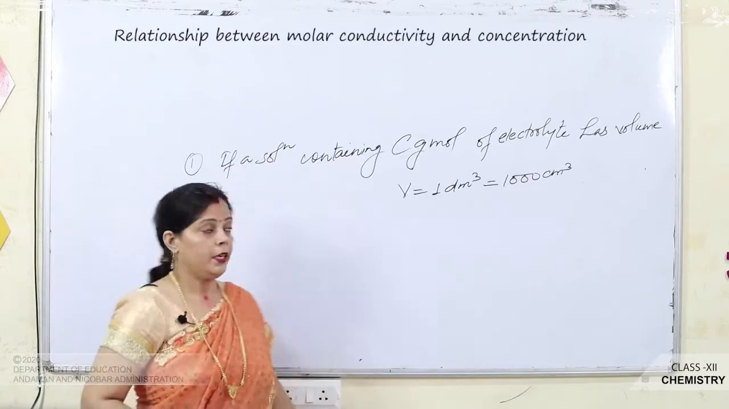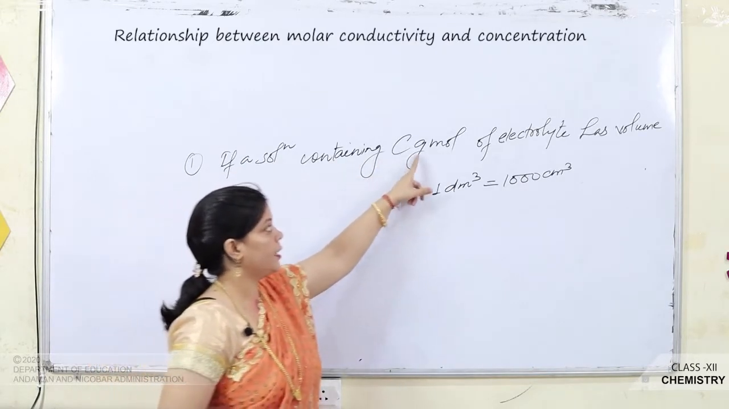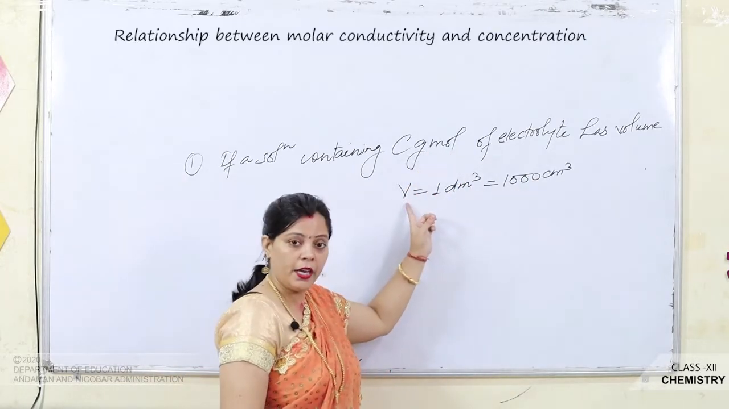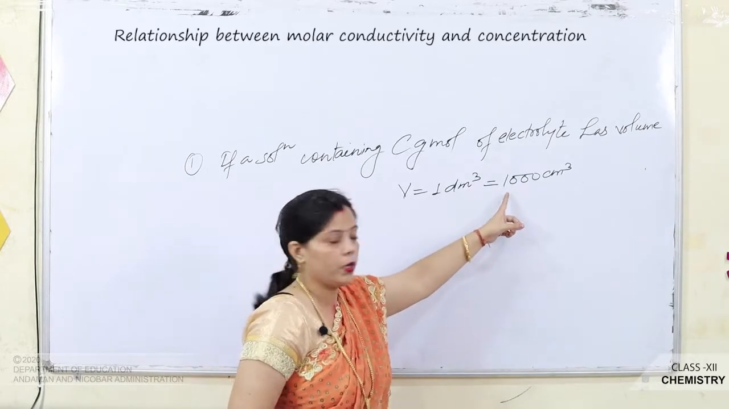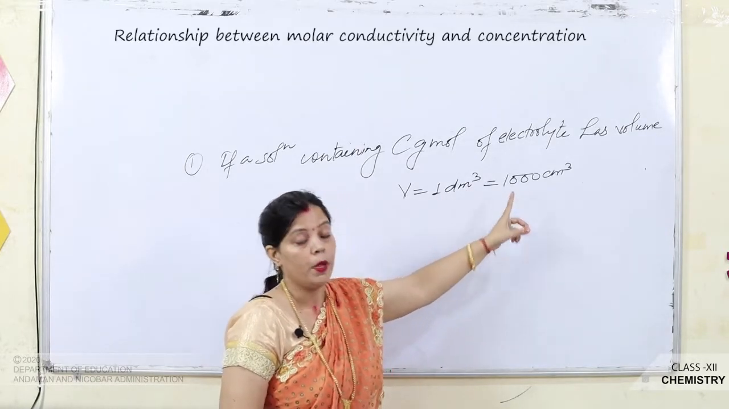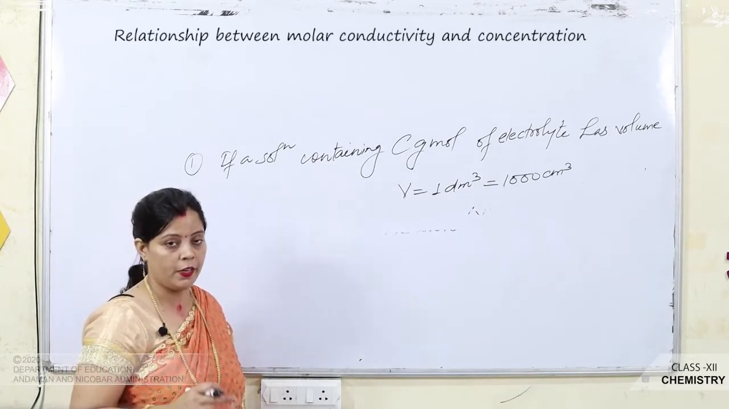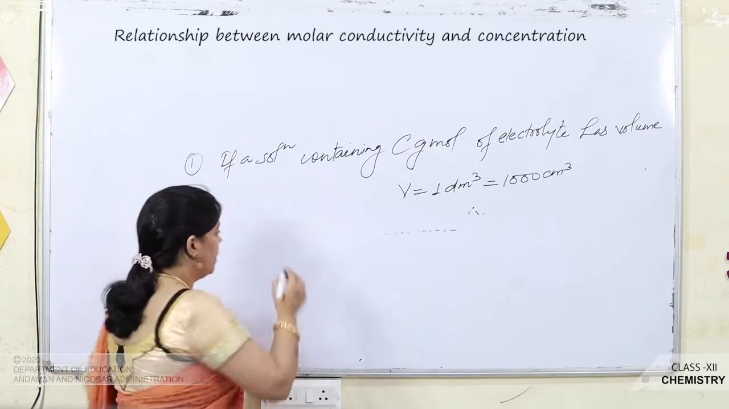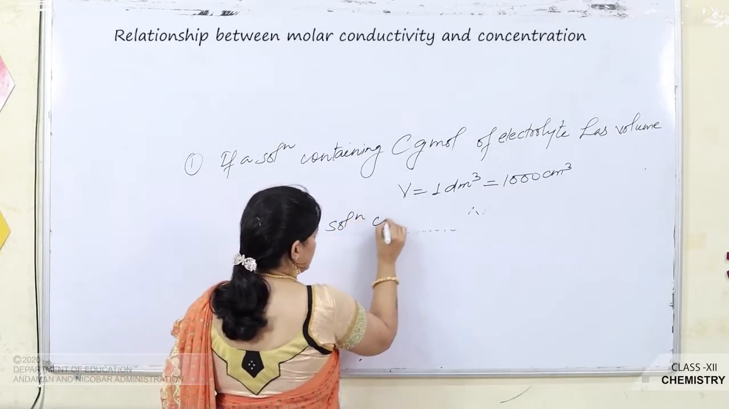After that children, how can we derive the relation between the molar conductivity and concentration of the solution? Next, we first consider that if a solution contains C gram mole of electrolyte and has the volume V equal to 1 dm cube, which in centimeter cube is equal to 1000 centimeter cube. Therefore, the volume of the solution containing 1 gram mole of electrolyte, V, is equal to 1000 by C centimeter cube.